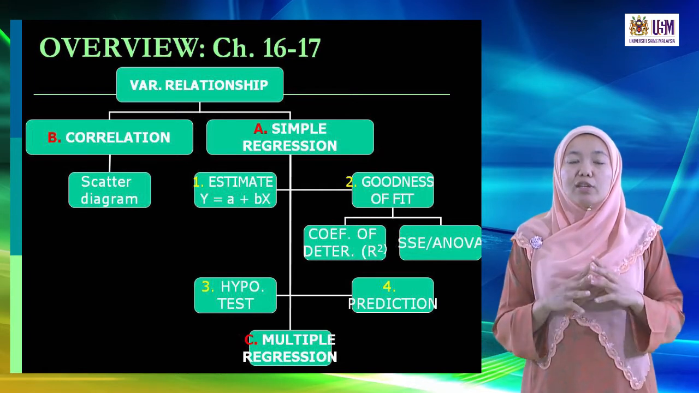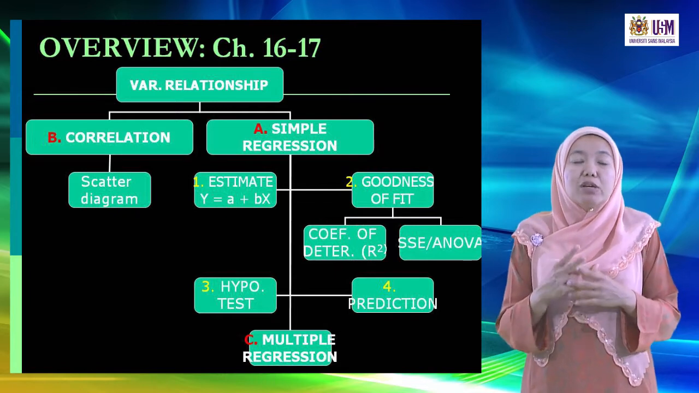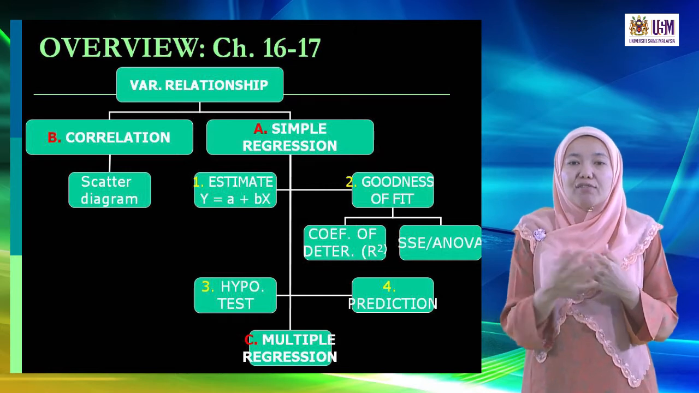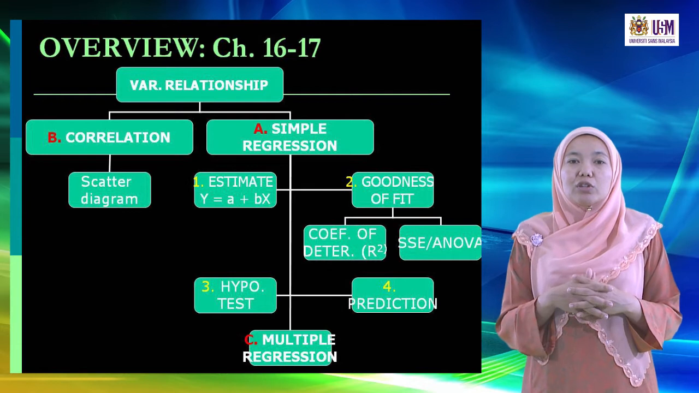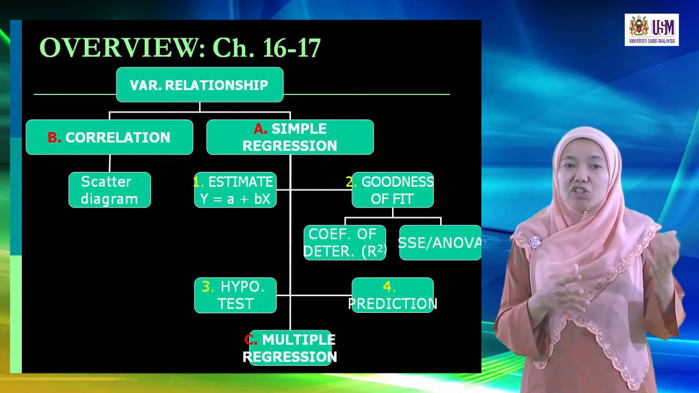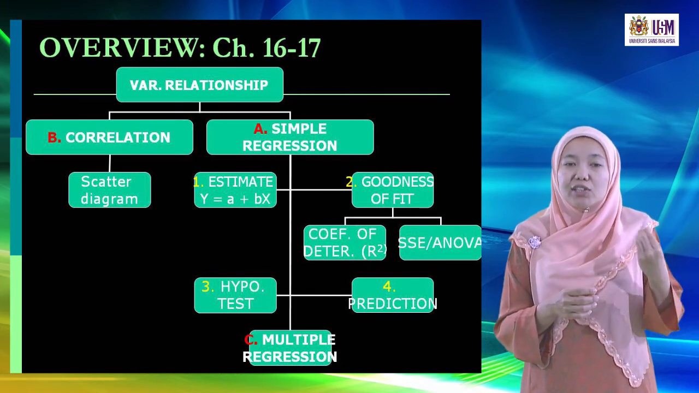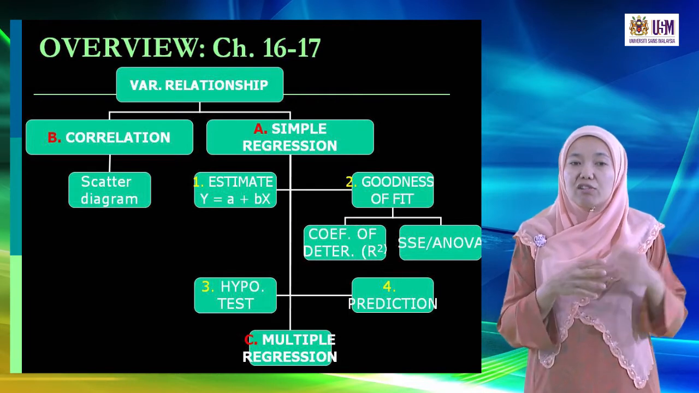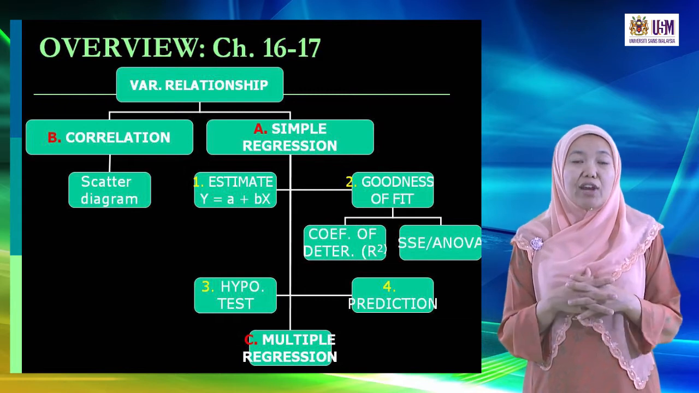So basically what we are doing now is looking at the relationship between two variables, a minimum of two variables. We are no longer talking about one variable, now we are moving into two variables. The relationship between two variables can be explained in terms of correlation. You can show this by drawing your scatter diagram. The red dots just now without the line is basically what is known as a scatter diagram.